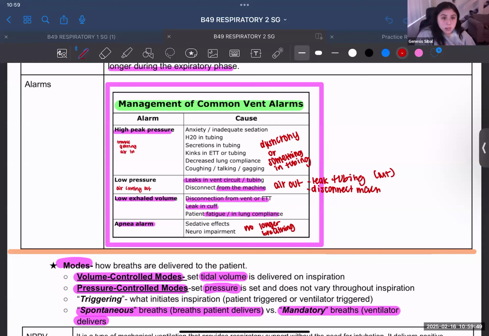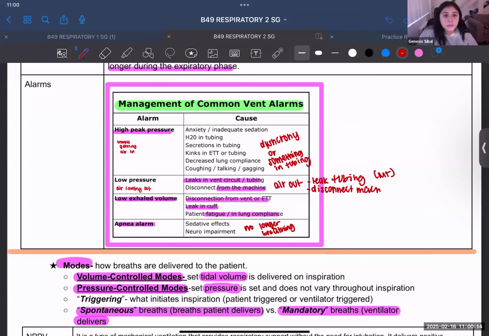And I feel like that would have been helpful to listen to him in school. So low pressure, basically, disconnection, high pressure is an obstruction. So with low pressure, if it's a disconnection, there's leaks, right? So there's a disconnection somewhere in the tubing. And then basically, if it's disconnected from the machine, don't worry, just reconnect them back, right? So nothing too bad there.